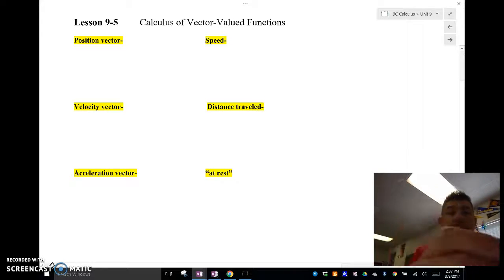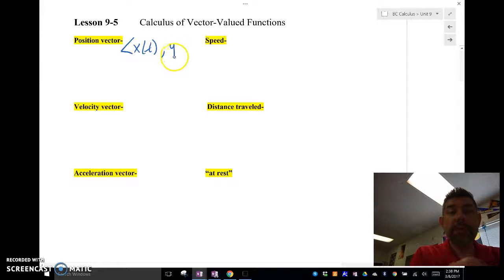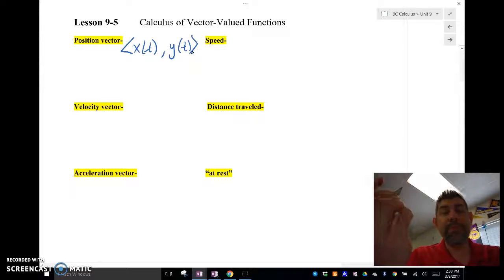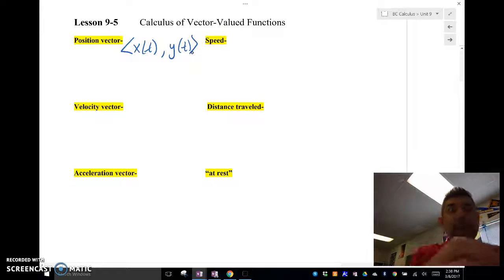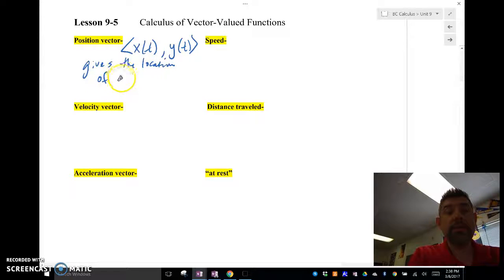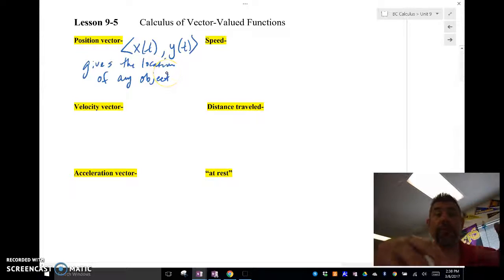So the position vector, we define our position vector as x sub t and y sub t. So it's basically a vector with respect to time, and this gives a location of any object, as long as we're using that object in terms of vectors.